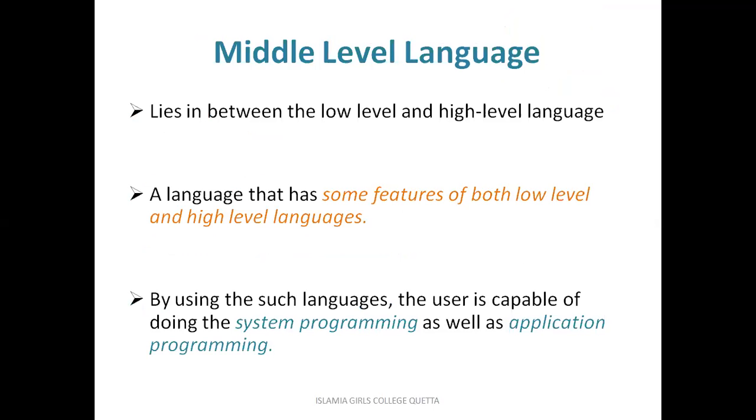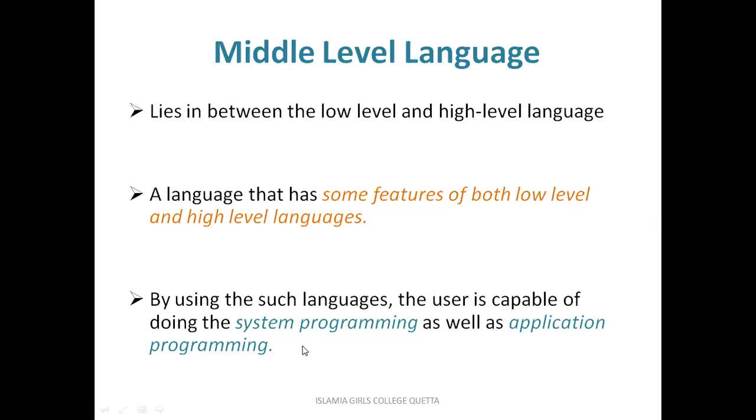Okay, now we will see some middle-level language characteristics. As I have told you before, the middle-level language is not specifically a category, but there are some languages which are called high-level languages, but they also have some characteristics of the low-level languages. So therefore, they came to be known as the middle-level languages. The language which has some features of both the low-level and high-level languages is known as a middle-level language.